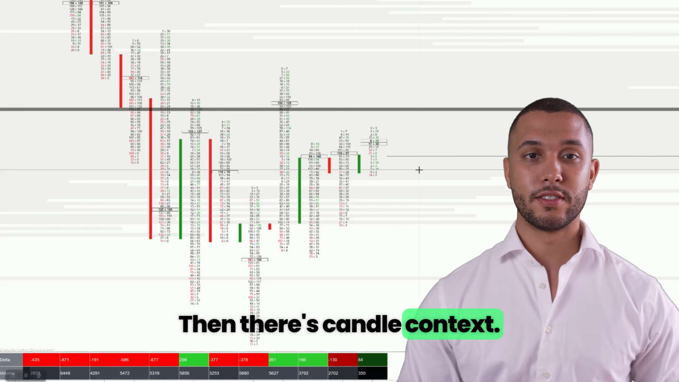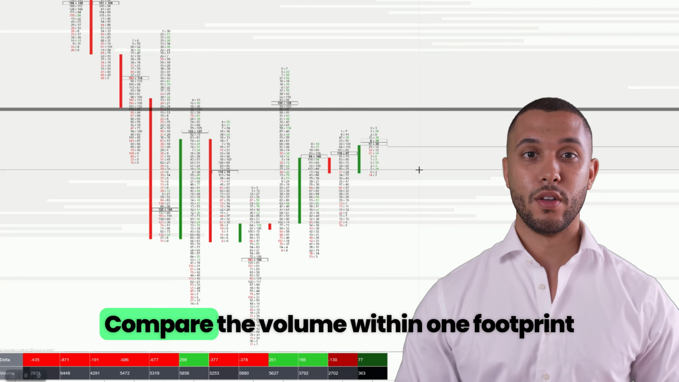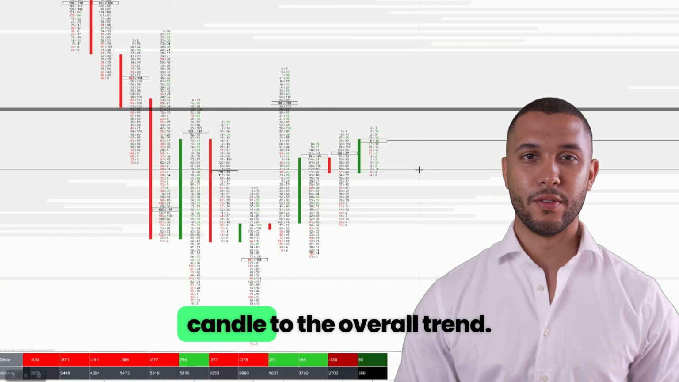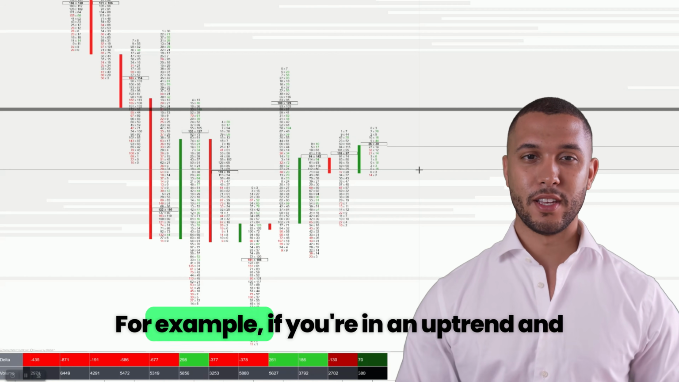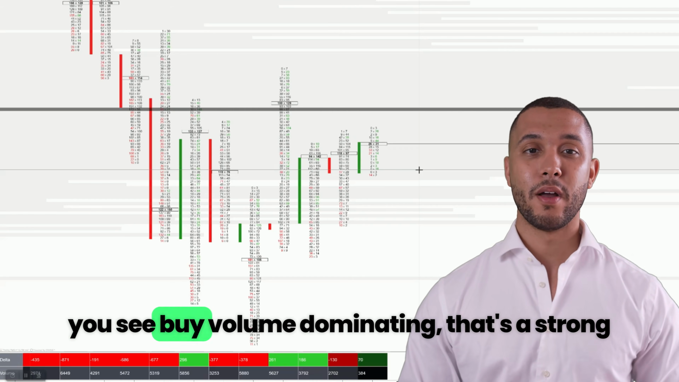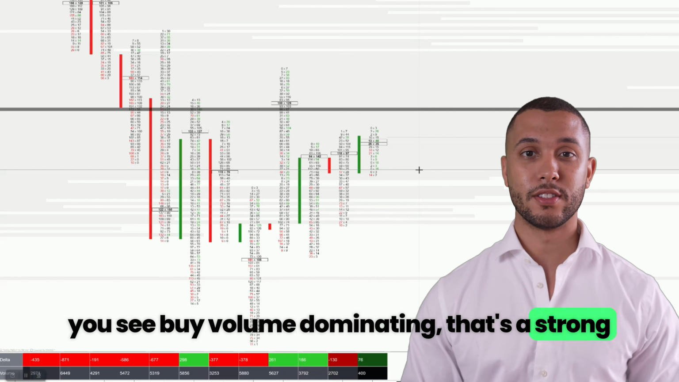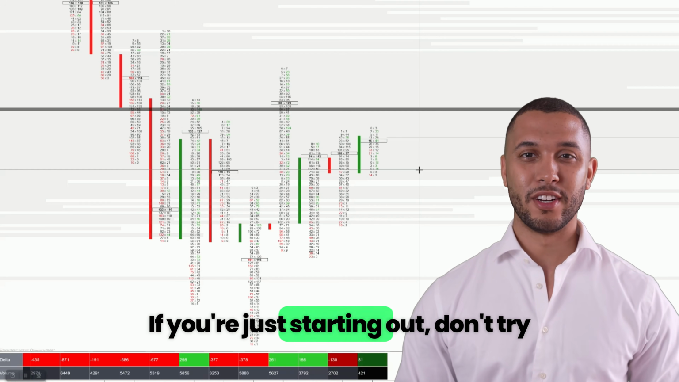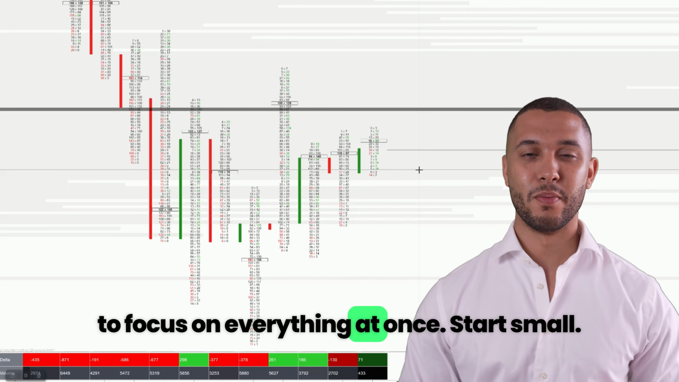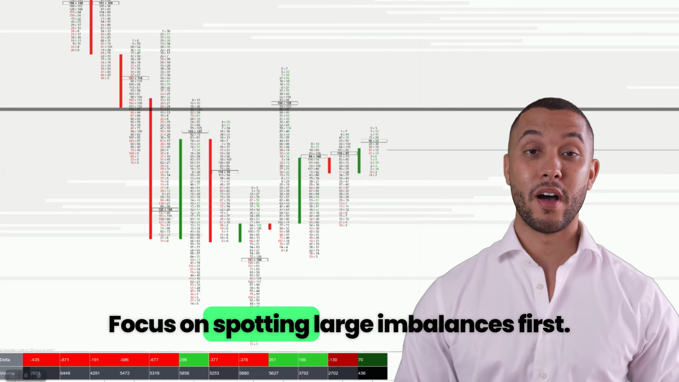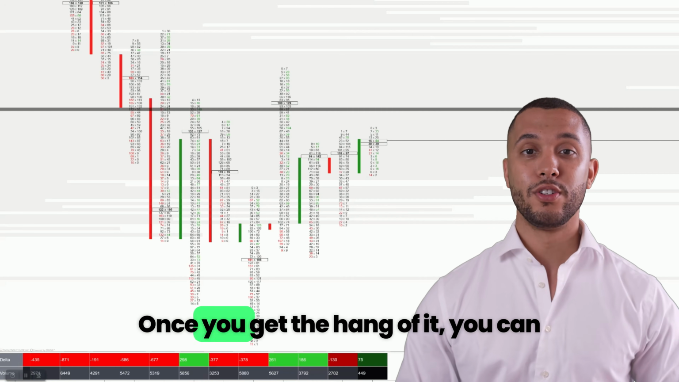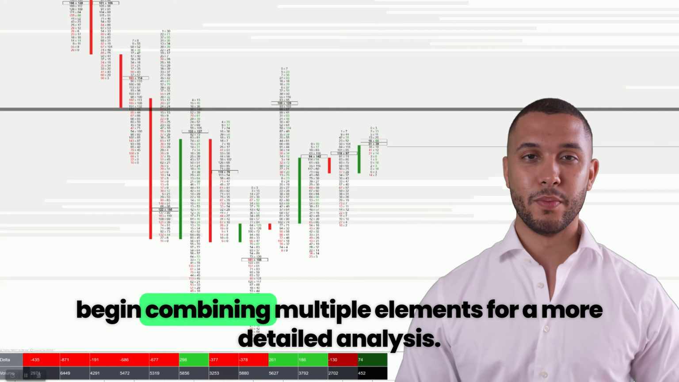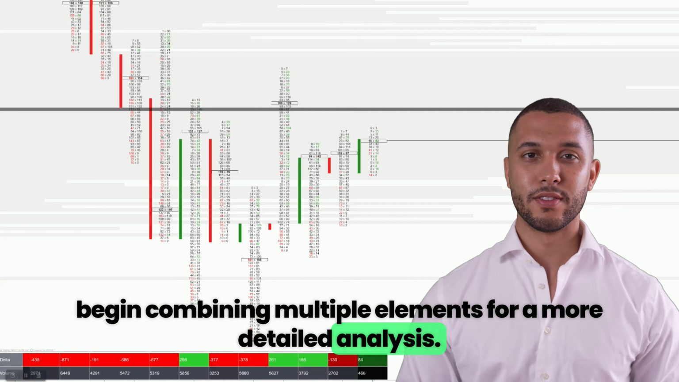Then there's candle context. Here's what I mean. Compare the volume within one footprint candle to the overall trend. For example, if you're in an uptrend and you see buy volume dominating, that's a strong sign that the uptrend is likely to continue. And here's a tip if you're just starting out: don't try to focus on everything at once. Start small, focus on spotting large imbalances first. Once you get the hang of it, you can begin combining multiple elements for a more detailed analysis.